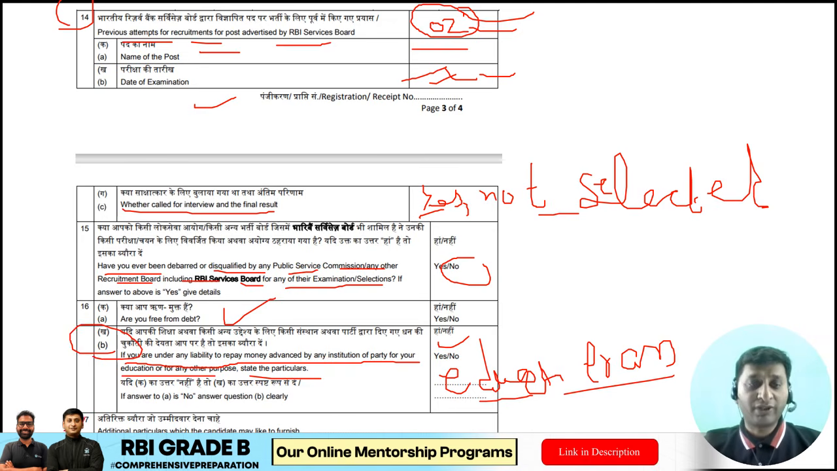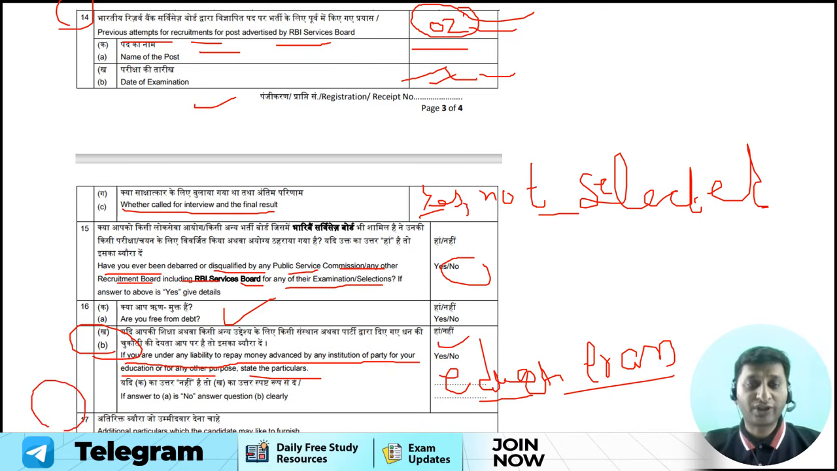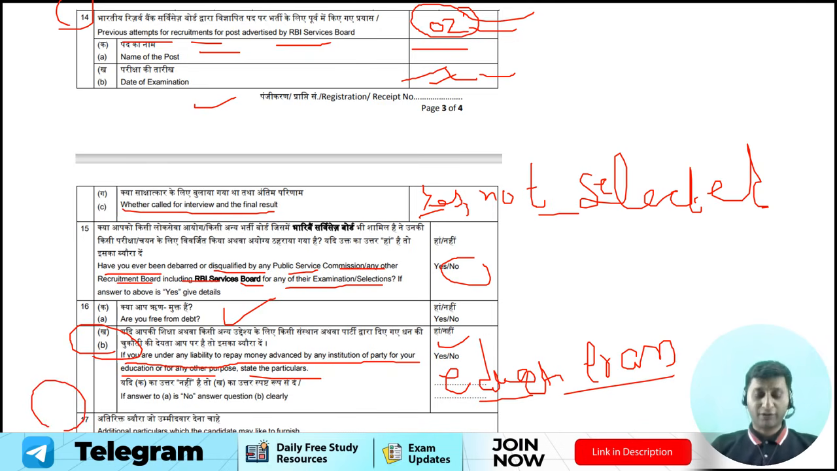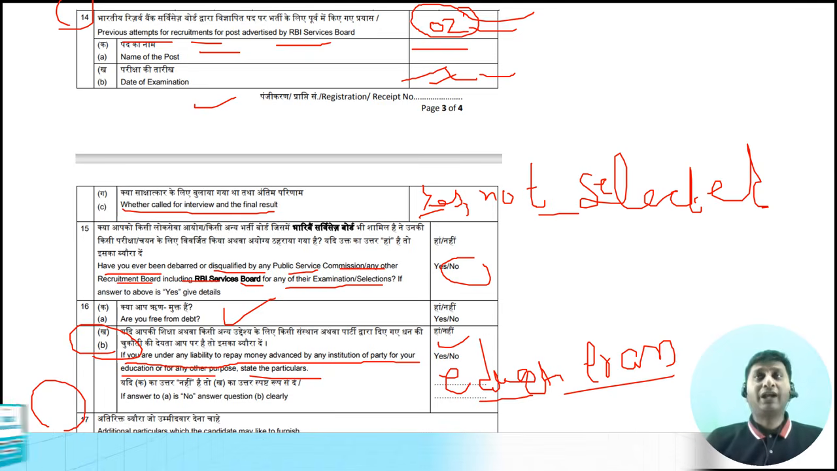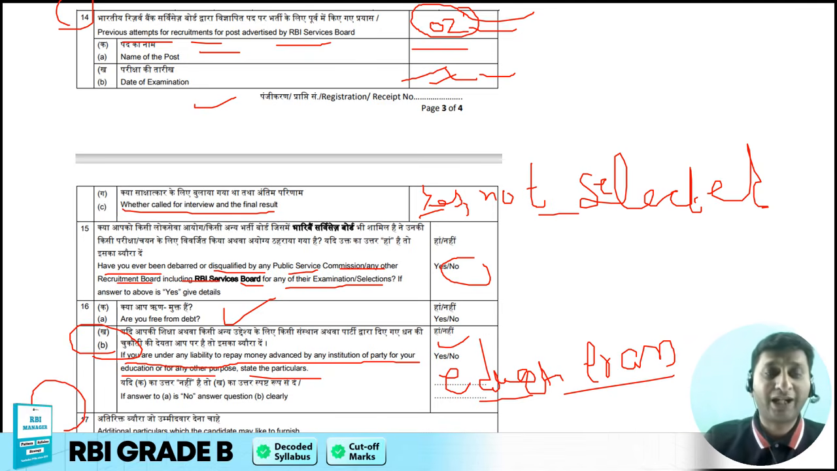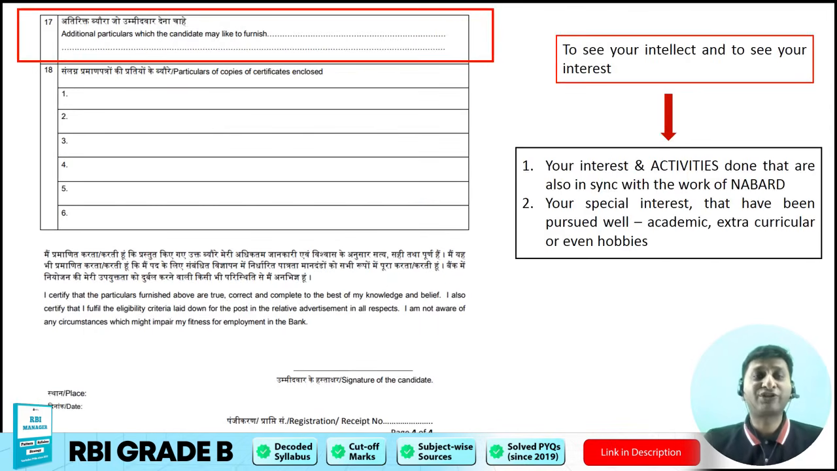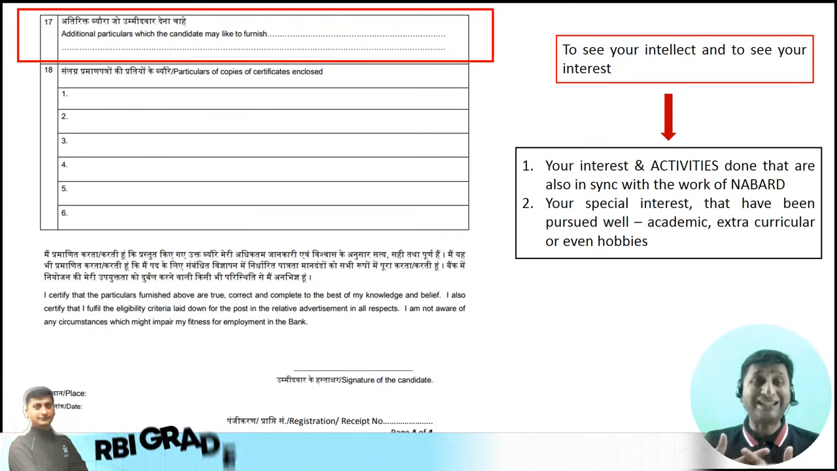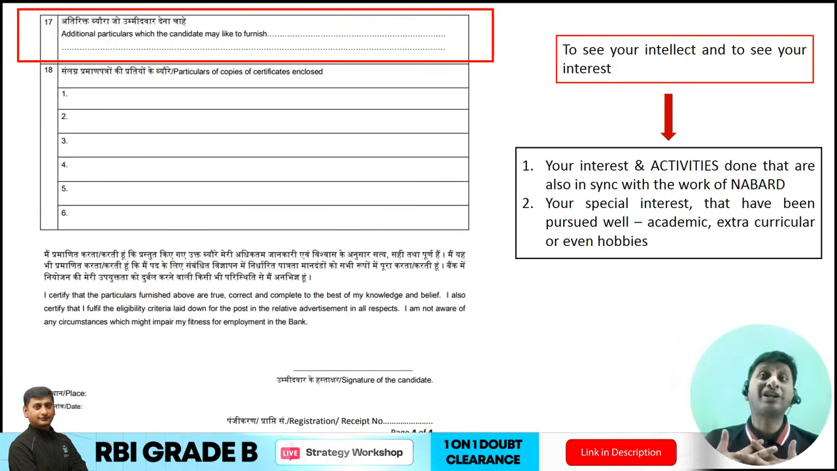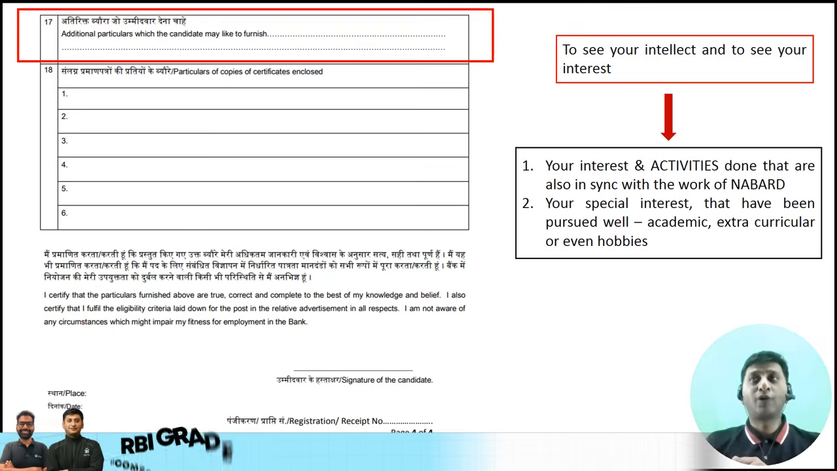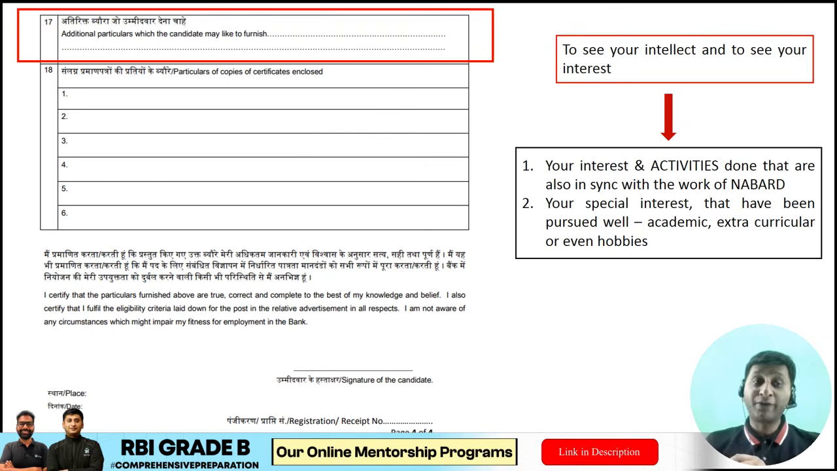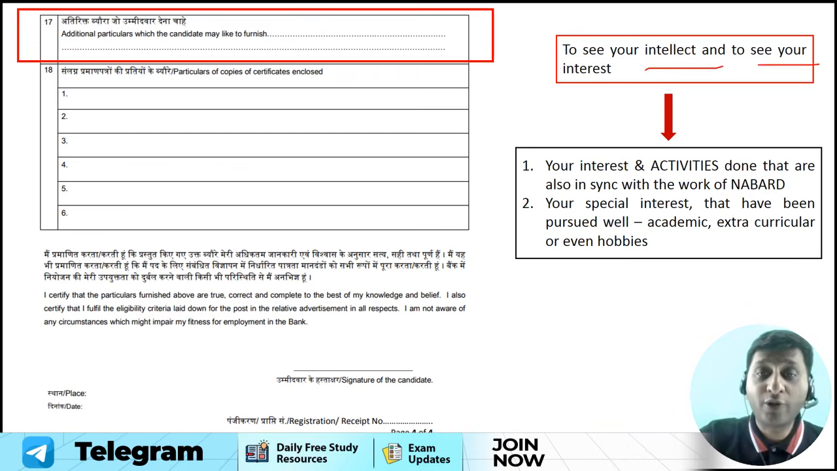Then point number 17 is additional particulars which the candidate may like to furnish. Now, this is a very good question, because it is very open-ended. This question actually gives you the opportunity to mention anything on which you want your interview panel to ask you questions. And they have particularly given this column in your biodata form, which I'm pretty sure is to actually see your intellect and to see your interest.